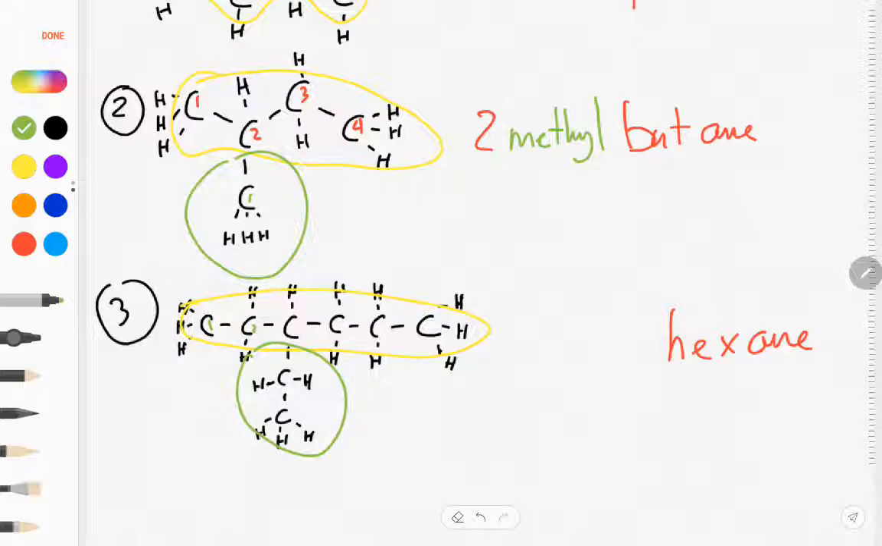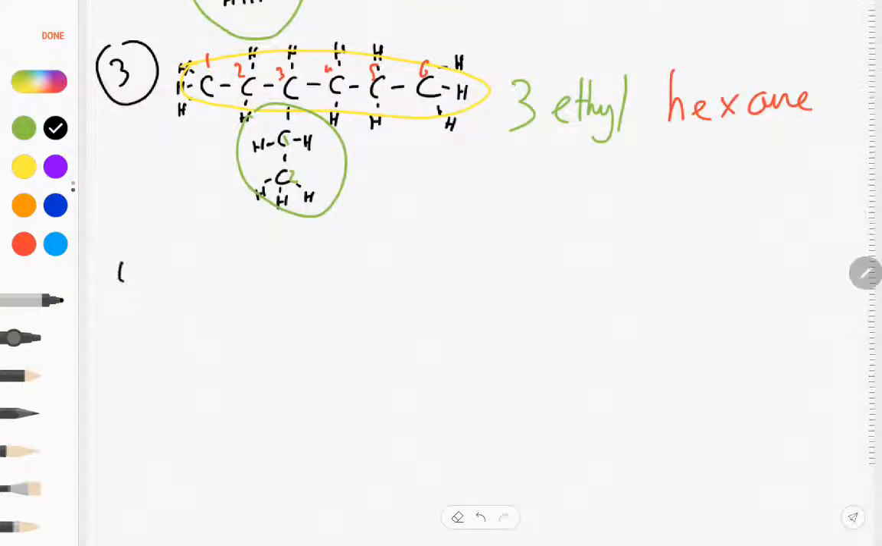So 1, 2, 3. Oh, those are small. Let's see if I can do better. So that's 1, 2, 3, 4, 5, 6. So it's hanging off the third carbon. And look how many carbons are there in the substituent. There's 1 and there's 2. 2 carbons, right? So 2 carbons is eth. Because it's a substituent, it gets the yl ending. So it's ethyl. And it's hanging off the third carbon. 3-ethylhexane. So that is number 3. Number 4.